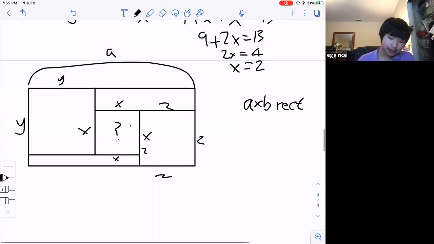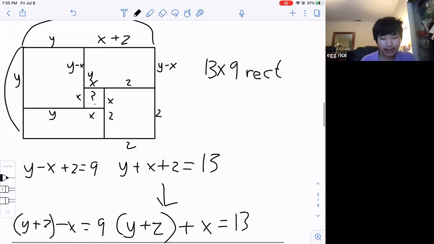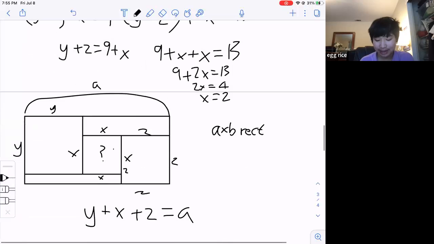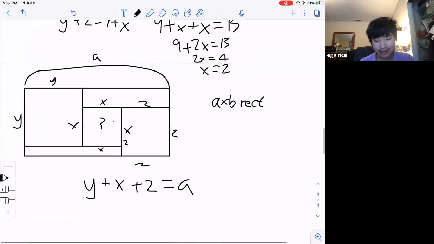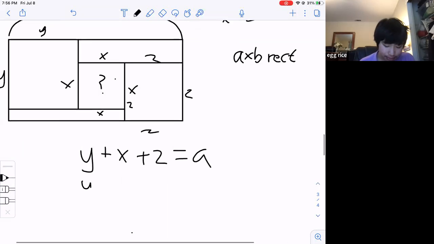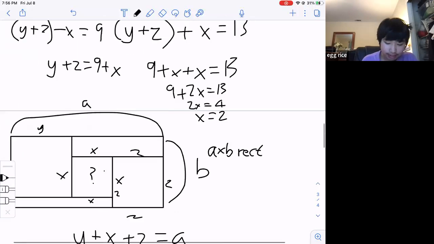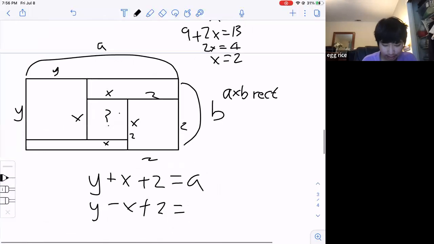Okay, so based on what we did before, we know that x plus y plus x plus z equals this big rectangle length, which is A. In that case, it was actually 13, but in this case, because it's all variables, it's now just A. And similarly, we can do y minus x plus z, which is equal to this length, which before was 9, but is now just a variable, B.